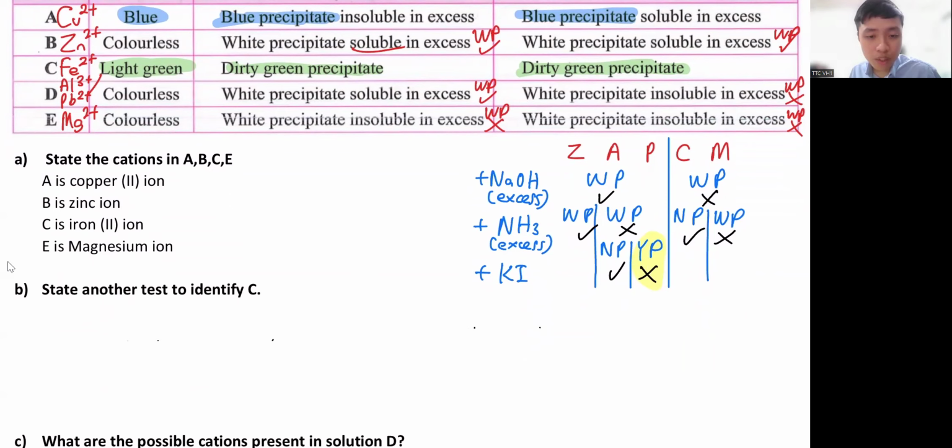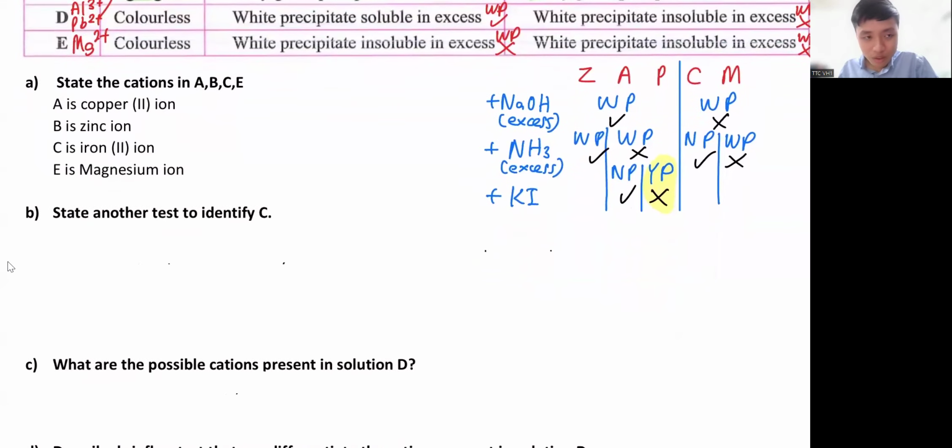Take another test to identify C. Other than NH3 and NaOH, how to remember what to add? What test? Very long name one. Surely you don't remember.